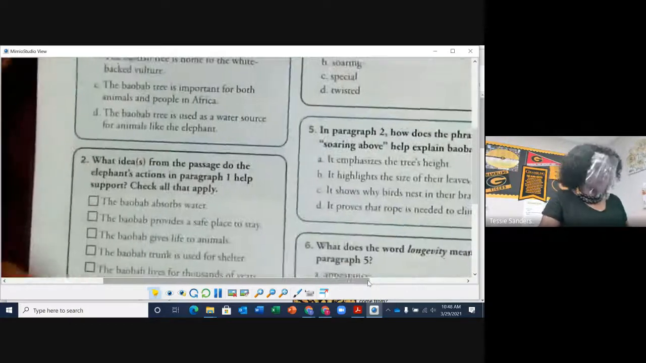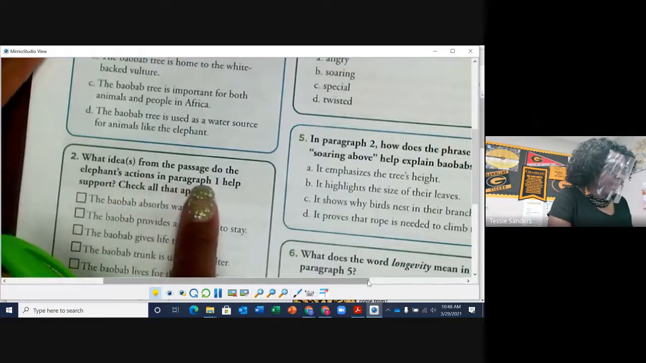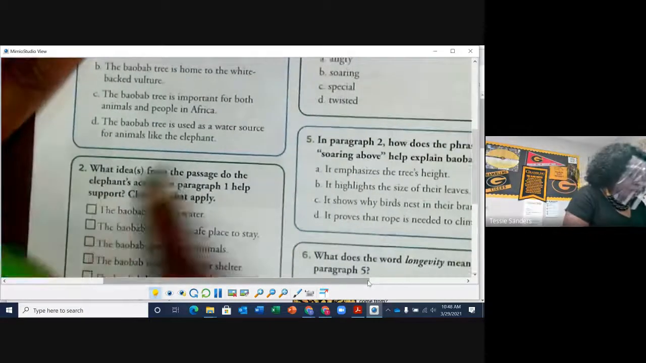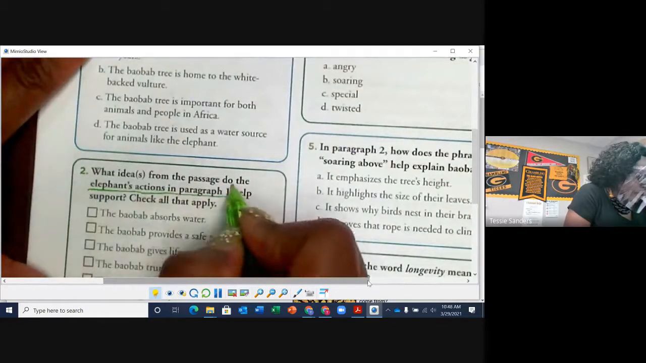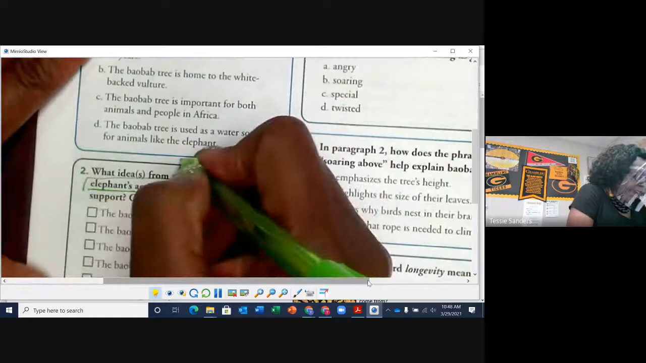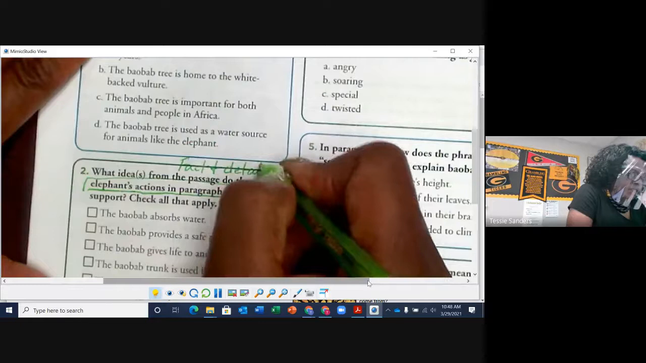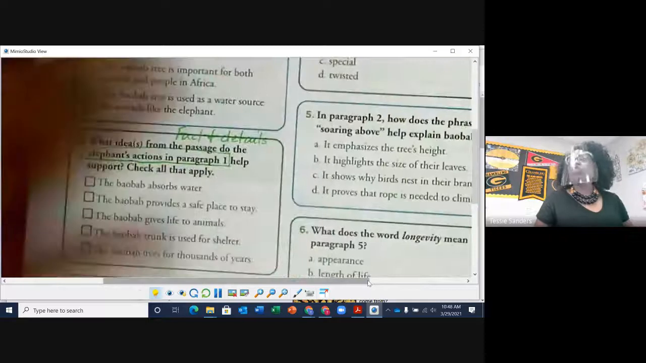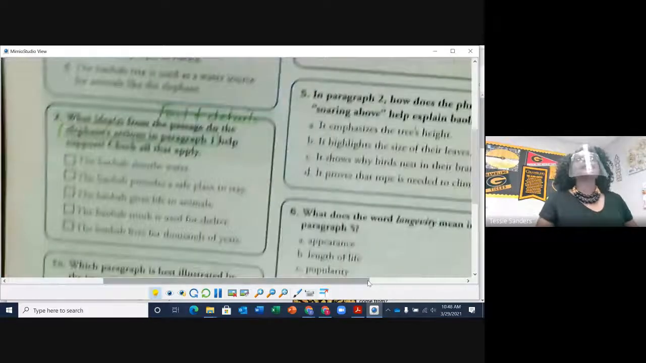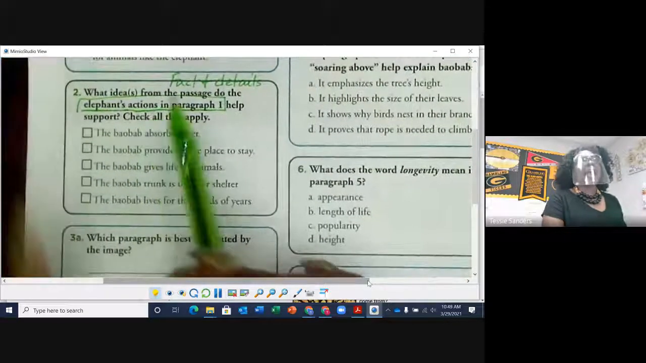Go ahead and read number 2. What idea from the passage do the elephant's actions in paragraph 1 help support? So we will take a look at the elephant's actions in paragraph 1. This is a fact and detail question. Fact and details. That means that we must go back into the passage looking for the what? Answer. And again, this is our focal point, the elephant's actions.